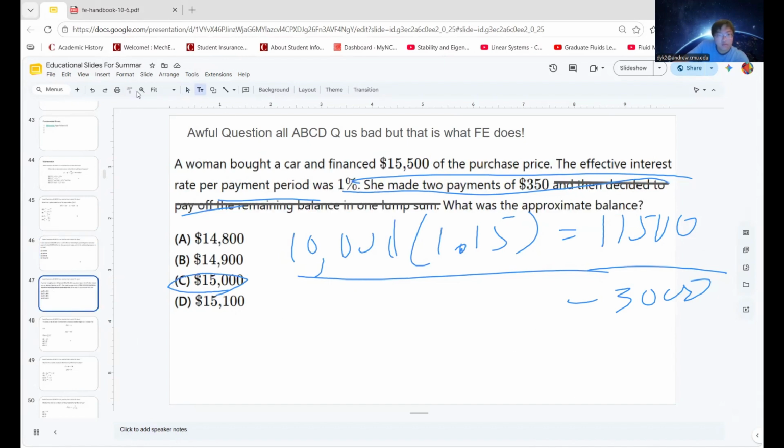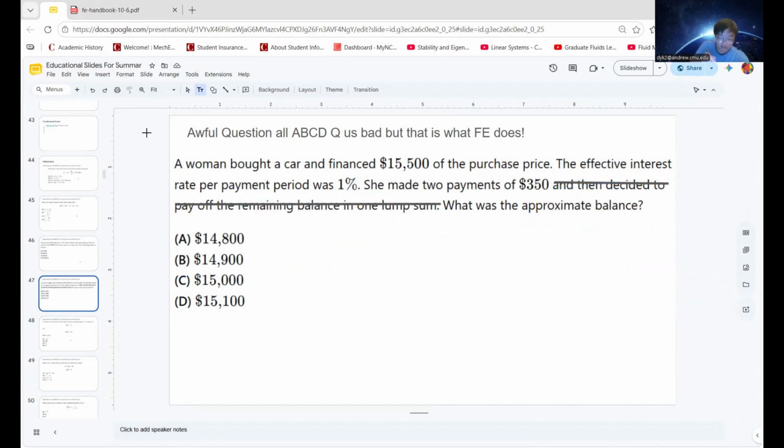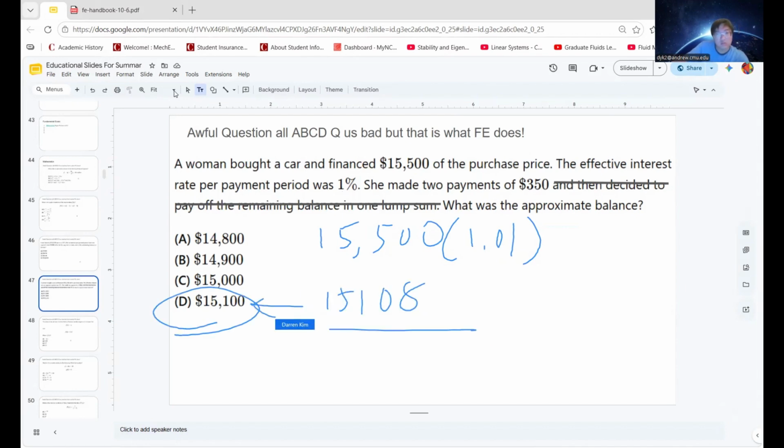So a lot of these questions are blind, but some of them clearly I've tried before. That one's one of the ones I did. So 15,500 multiplied by 1.01 minus 350, and then multiplied by 1.01 minus 350 again. That gives me about 15,108, which we can round up to D. So we're just gonna write D over here.